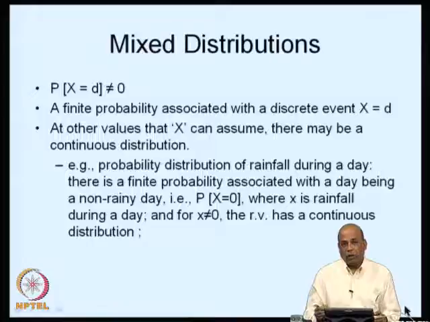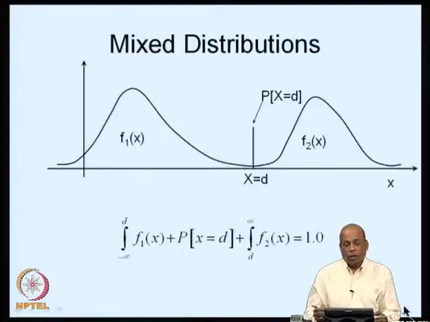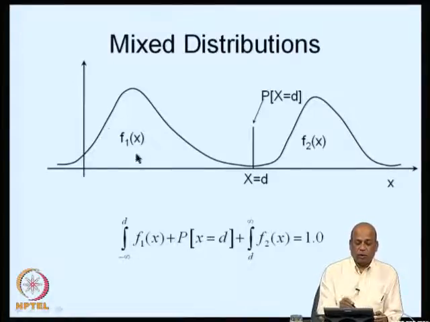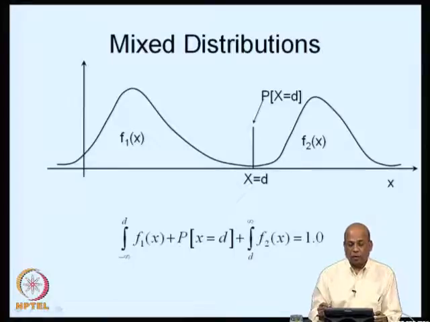Now, in mixed distributions, for example, we are talking about x being equal to d being associated with a certain probability of x being equal to d. Then when x is not equal to d, there may be a continuous distribution f1 of x for x less than d and f2 of x for x greater than d.